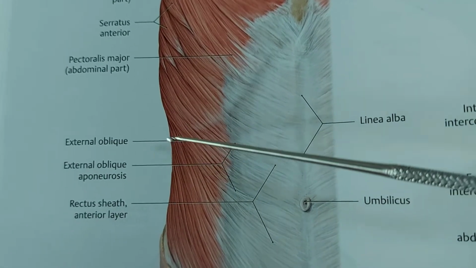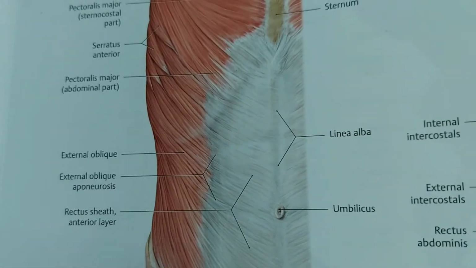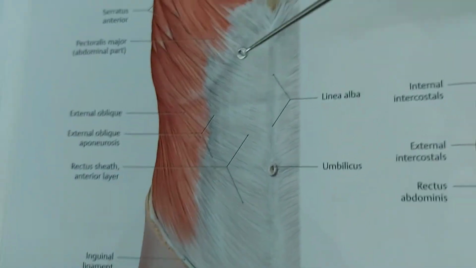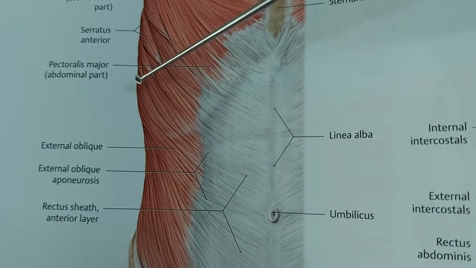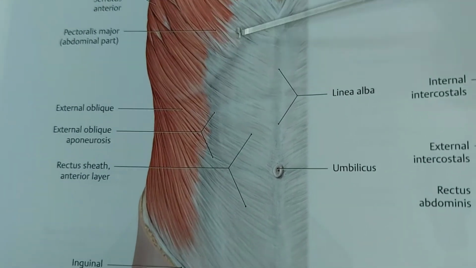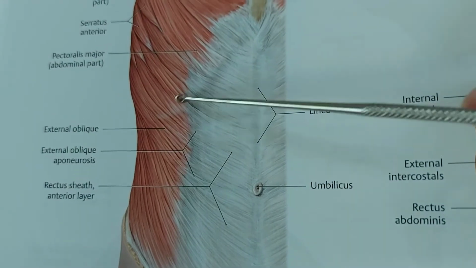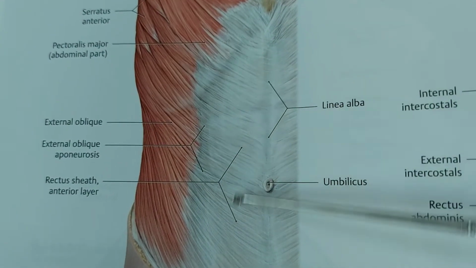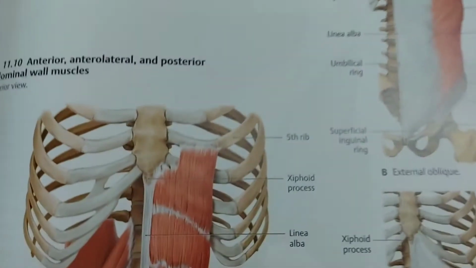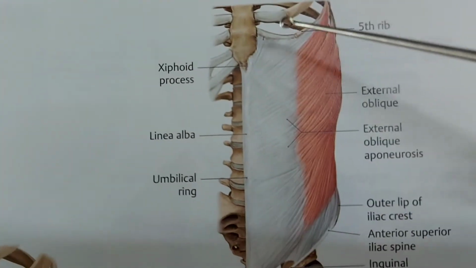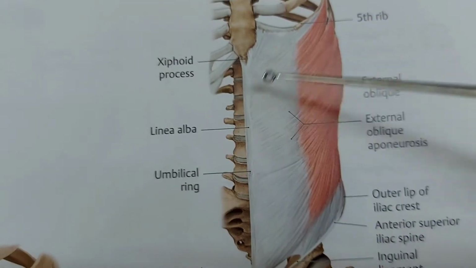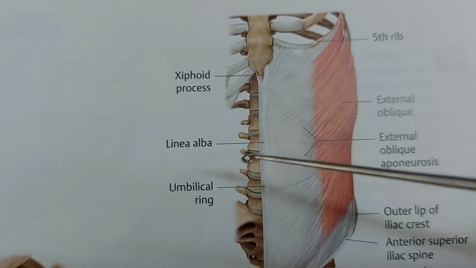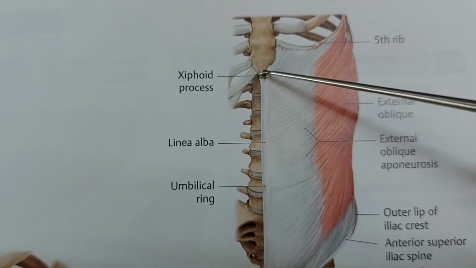It is not clear in this part. This external oblique is finally directed downward, forward and medially, and in this part of the body this muscle is replaced with an aponeurosis. Here we see that the muscle is on the lateral side and the aponeurosis on the medial side, and finally this aponeurosis is inserted in the xiphoid process.